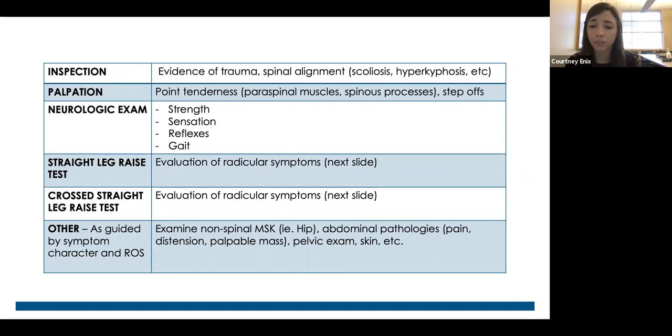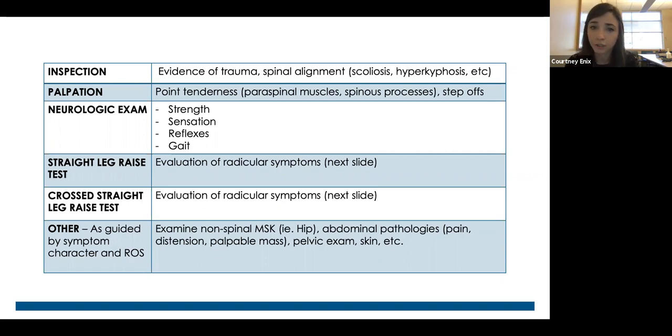So you're going to have them lift up their shirt depending on where the level of their pain is. You're going to look at any evidence of trauma, look at their skin. You could be looking at spinal alignment as well to see if there's any scoliosis or hyperkyphosis. Palpating is the next step, so specifically palpating the paraspinal muscles to see if there's any tenderness, also palpating along the spinous processes to see if there's any focal tenderness along their vertebral column or any step-offs that you can feel. A focused neurological exam as well, right?